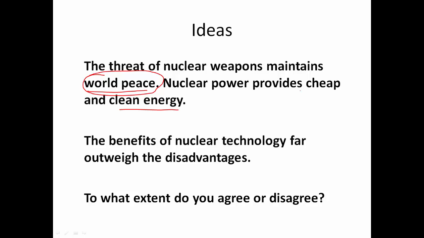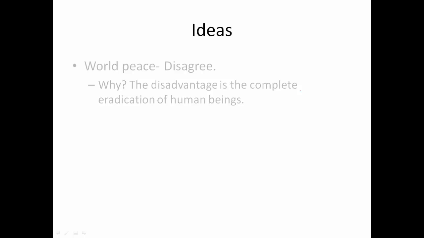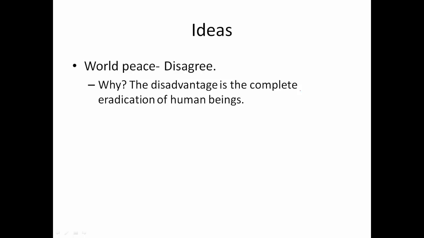So just pause the video if you haven't done already, and try and think of just one idea for world peace and one idea for cheap and clean energy. So if we go on to my ideas, world peace, I disagree that the advantages outweigh the disadvantages. Why? Because the disadvantage is the complete eradication of human beings. So that's a pretty huge disadvantage. So I completely disagree that the benefits outweigh the disadvantages. And my main idea is that we will lose ourselves, or human beings, if something goes wrong.